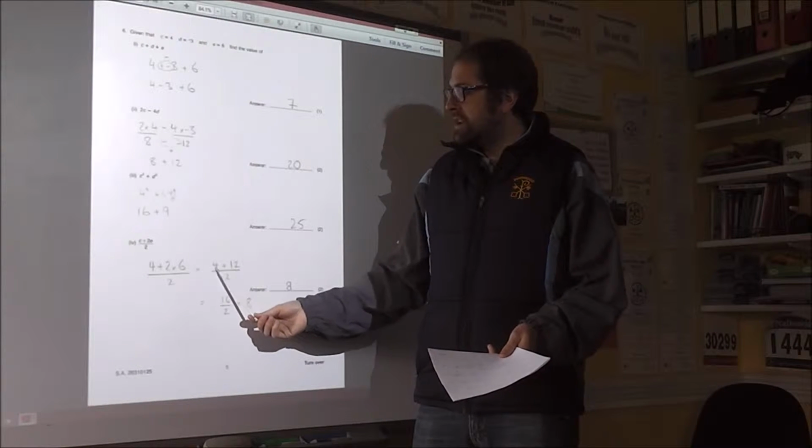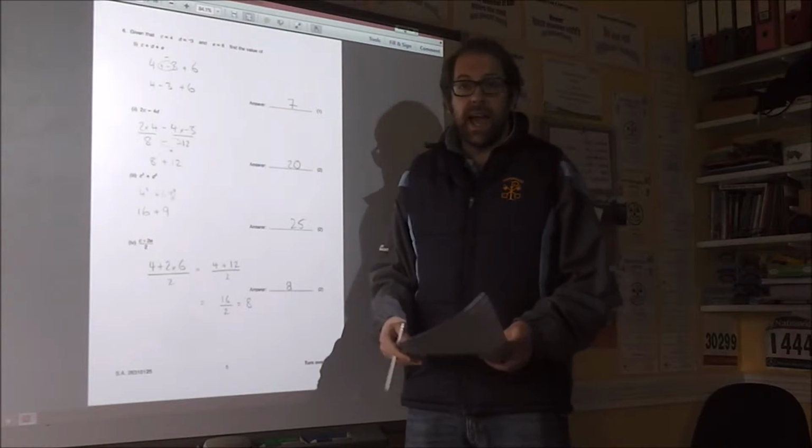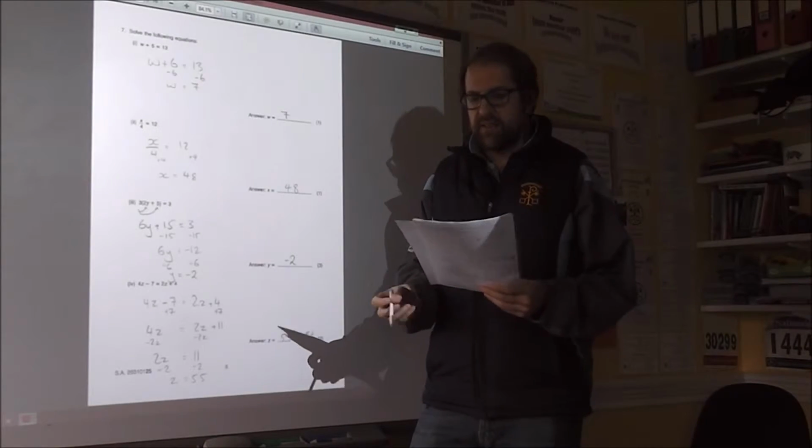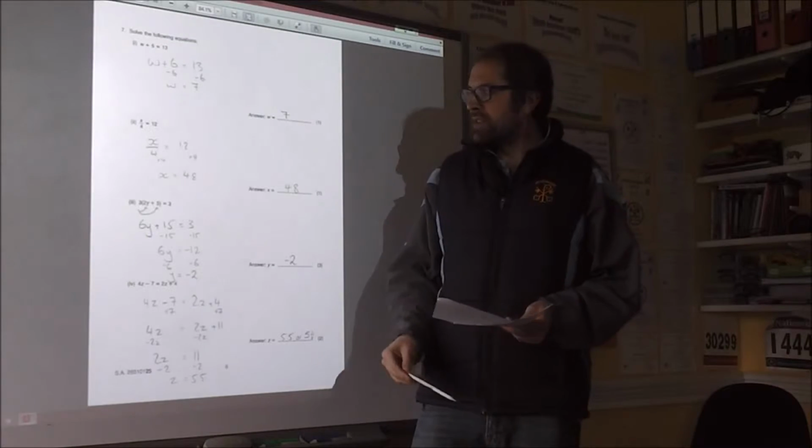Multiply it first, add the top line, and divide, and you get 8 is the answer. Question 7 is solving equations. Minus 6 from both sides, and you get w is 7.